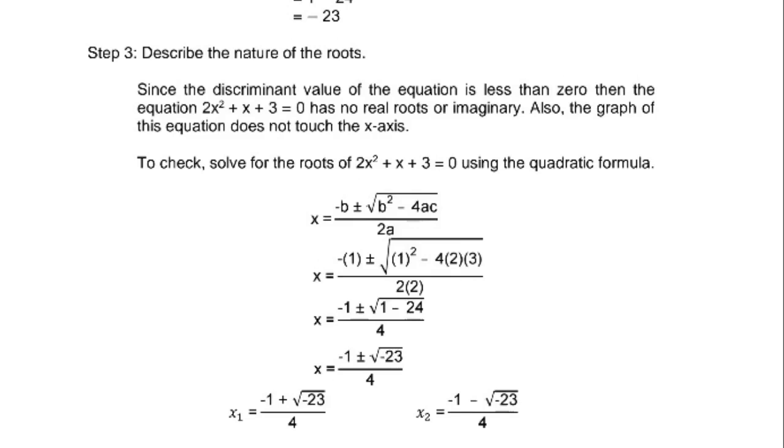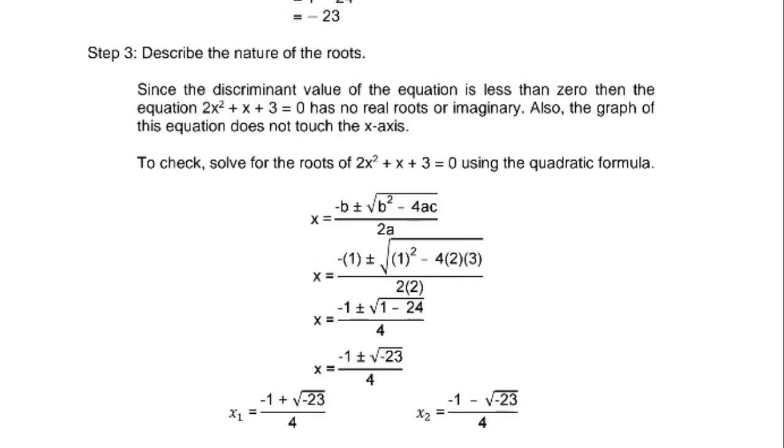Now, since the value of the discriminant in the equation is less than 0, then the equation 2x squared plus x plus 3 equals 0 has no real roots, or the roots are imaginary. Also, the graph of this equation does not touch the x-axis. So to check, solve for the roots of 2x squared plus x plus 3 equals 0 using the quadratic formula.